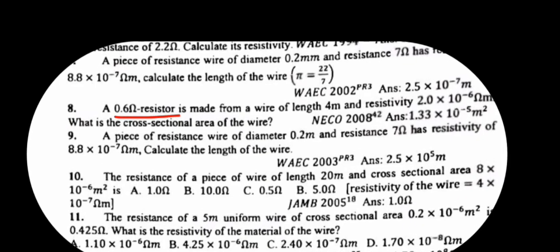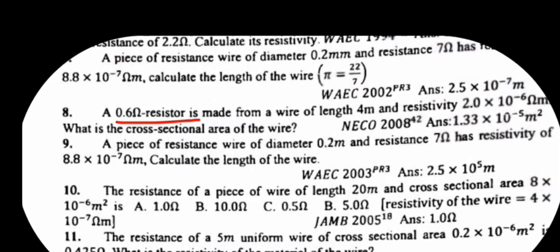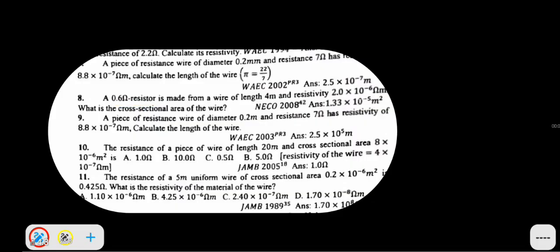The 0.6 ohm resistor is made from a wire of length 4 meters, and the resistivity is 2.0 times 10 to the power minus 6 ohm meter. You have to find the cross-sectional area. So you're looking for area in this question. You can see that everything is already given to you. I know that R is equal to rho L over A. So let's look for R in the question. Where is R? R is 0.6 ohms, so it's right there. So just write 0.6 here.